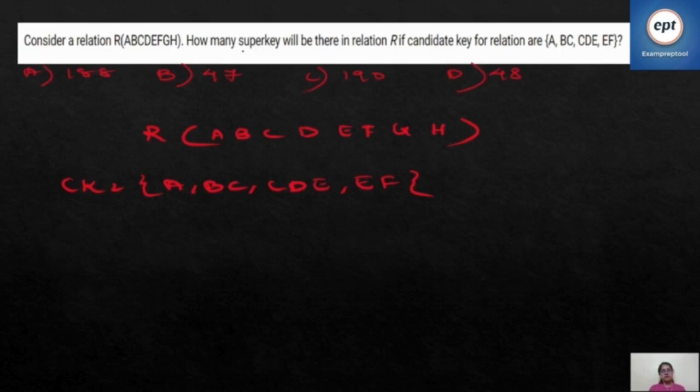They are asking us to calculate the super keys. If the candidate keys are given, we have the direct formula, so we can put in the values. How many attributes do we have? 1, 2, 3, 4, 5, 6, 7, 8. And how many attributes are there in the candidate keys? Let's count: 1, 2, 3, 4, 5, 6. Now let's calculate the super keys using the formula.